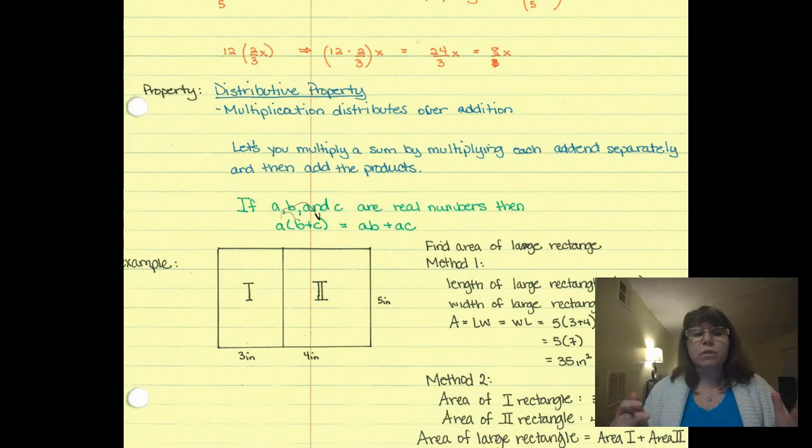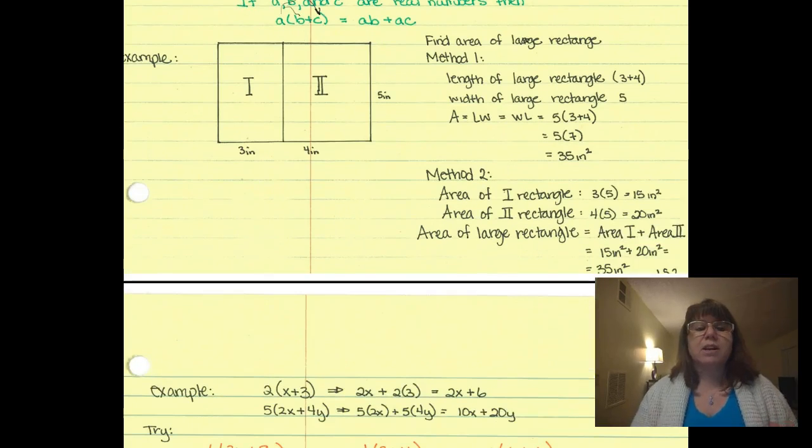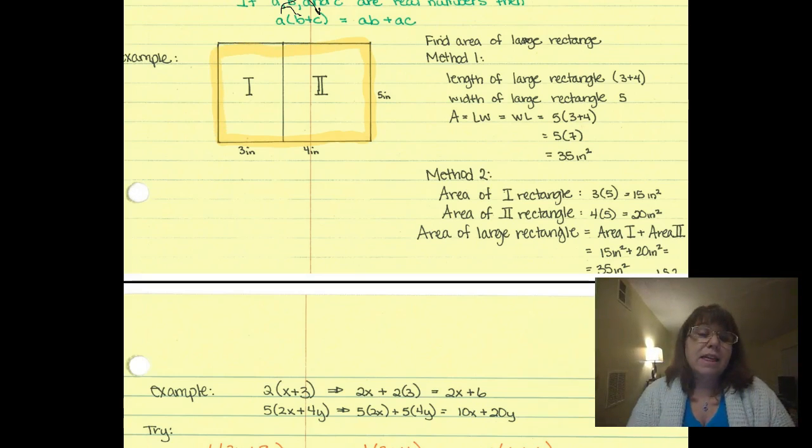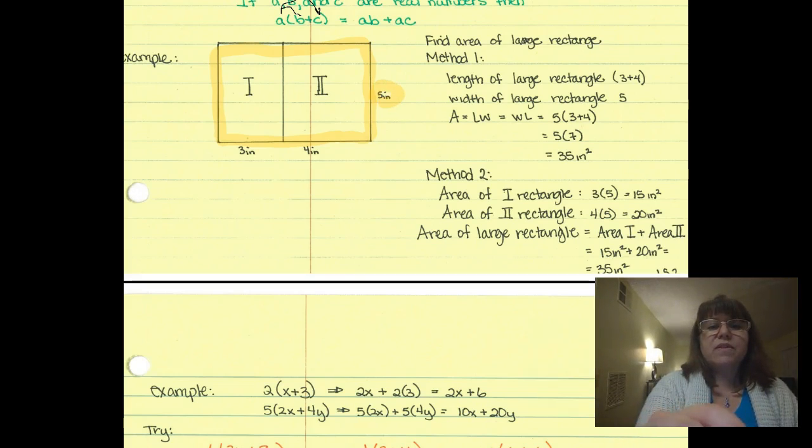So I'm going to go through the full explanation. Let me scroll up just so you can see my rectangles better. What's going to happen here is, I have a big rectangle, and I want to find the area of this rectangle. The area of a rectangle, its formula is length times width. Well, I know what the width is. The width is 5 inches, but my length is 3 plus 4 inches.